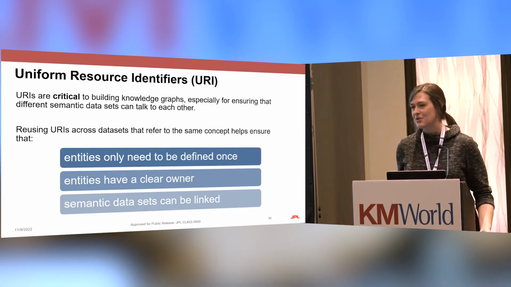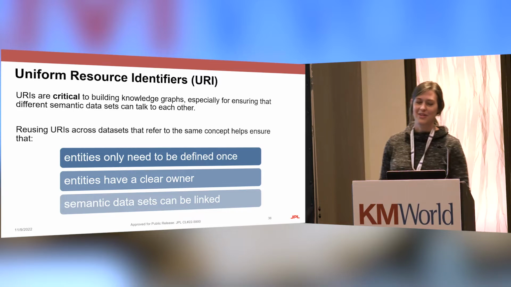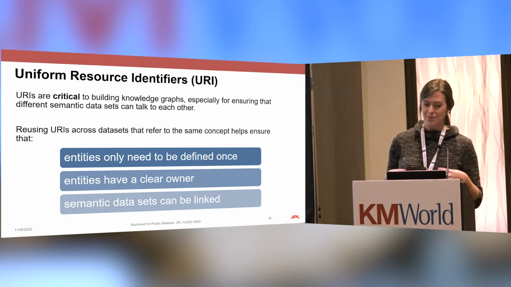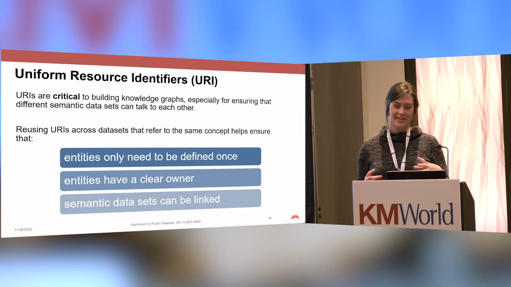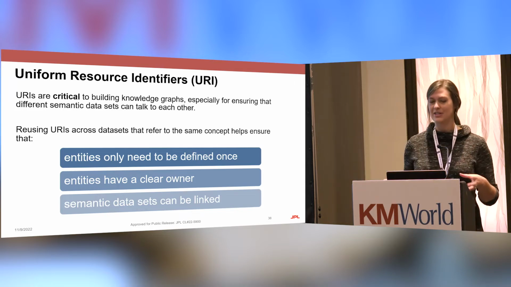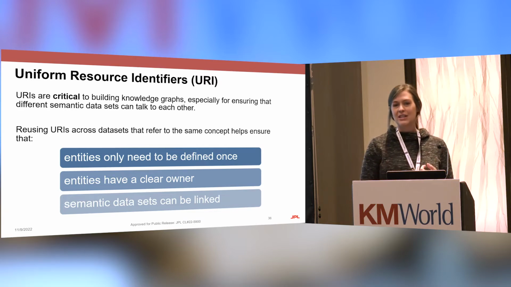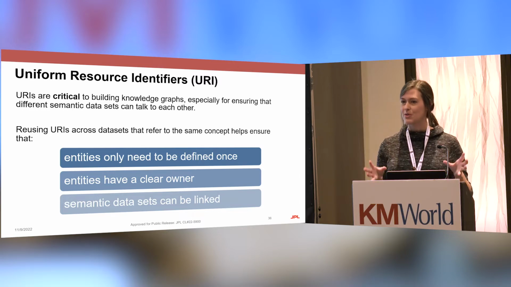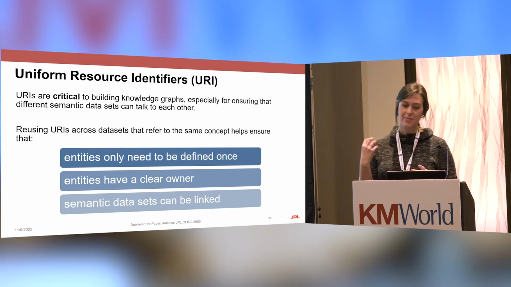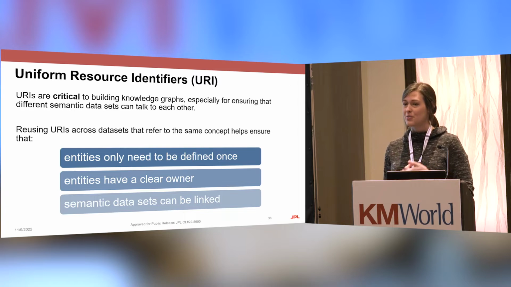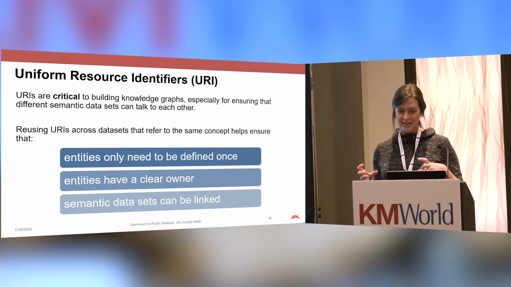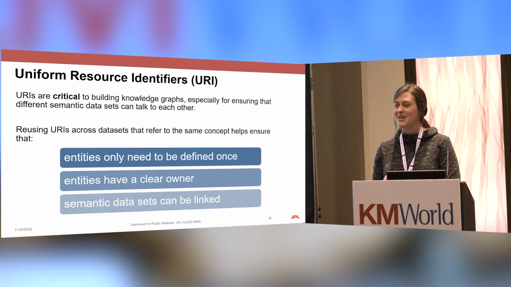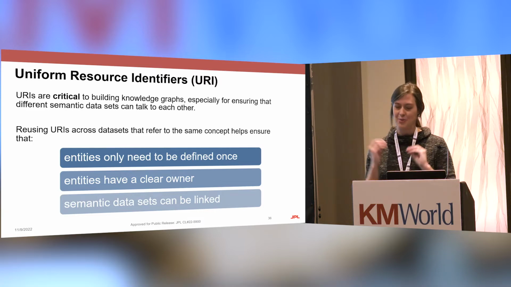So the reason we're spending so much time talking about URIs is because they're kind of the crucial piece to connecting these different data sets. So we want to build these URIs, and by reusing them across different data sets, we can ensure that we only need to define entities once. Whoever owns the data set or owns that entity gets to be the one who defines it, and everyone else pulls from them. Make sure that there's a clear owner. We know who owns this data, who created this entity. And the most important part, the reason we're talking about all of this, is that it makes it possible for semantic data sets to link to one another.